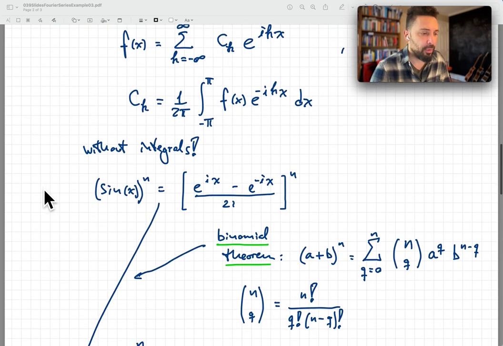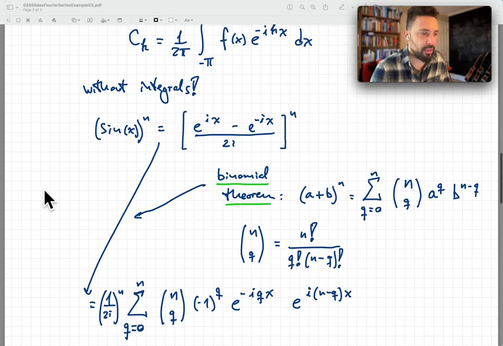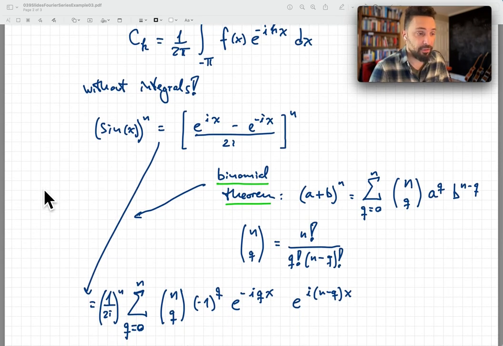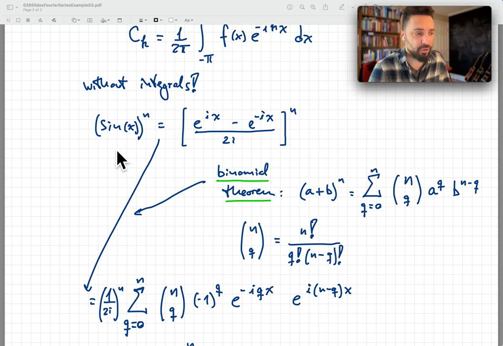So we're going to use something called the binomial theorem. And if you haven't seen that, don't worry, we're going to see a derivation of that in a future video. For now, we're just going to use the result. And to apply that result, we're going to write the sine of x to the nth power as e to the ix minus e to the minus ix divided by 2i, the whole thing to the nth power.